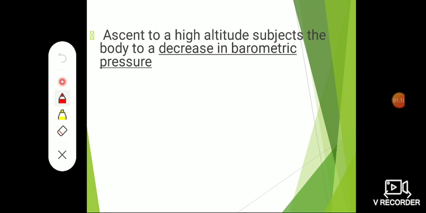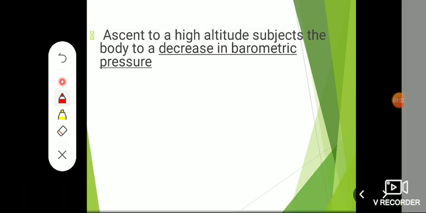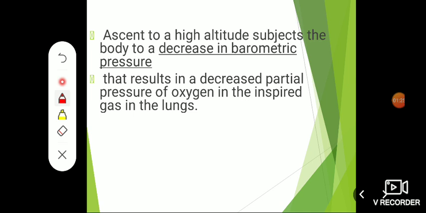When we ascend to a high altitude, the body is subjected to decreased barometric pressure. As you go above sea level, the barometric pressure goes on reducing. That results in decreased partial pressure of oxygen in the inspired gas in the lungs. We have seen that at sea level, the partial pressure of oxygen in the inspired air is around 160 millimeters of mercury, but as you ascend, the barometric pressure reduces.